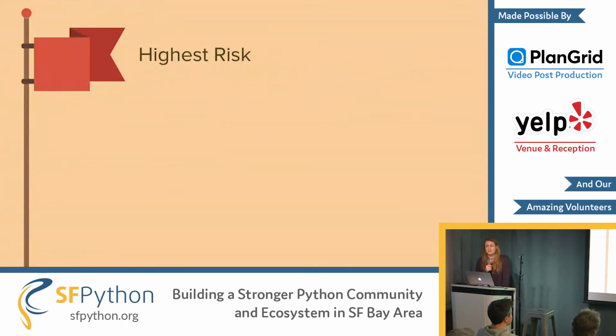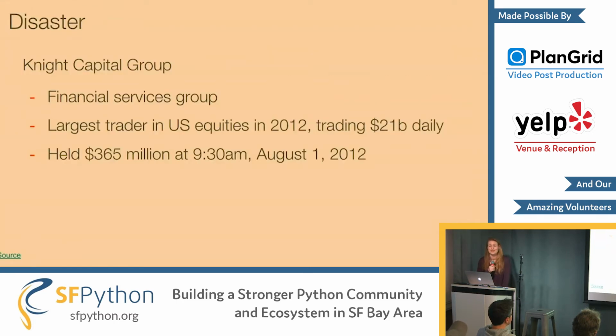All right, so now we've gone to the highest risk scenario. I know you guys are like, okay, how bad can this actually get? You're really exaggerating here. It can actually get pretty bad, apparently. So does anybody know the story of Knight Capital Group? Okay, some of you might. They used to be a financial services group.